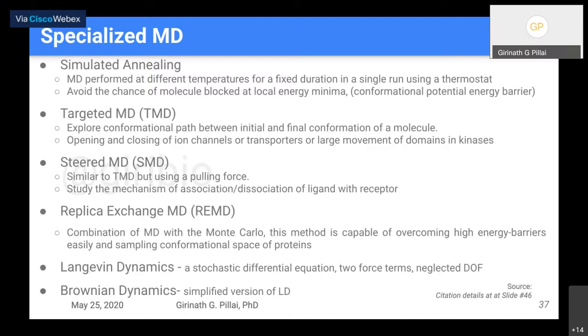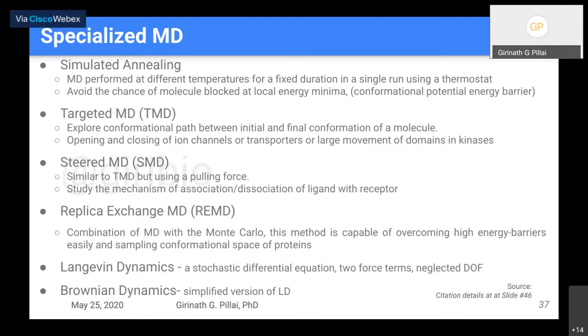Then TMD, SMD. These are, which I already showed you, where the sodium ion channel and the conformational changes. That is something similar to TMD. So explore the conformational path between the initial and final conformation of a molecule, opening and closing of ion channels or transporters, or large movement of domains and the like. These are TMDs or targeted MD. Then steered MD is also similar to TMD, but using a pulling force. So they study the mechanism of association or dissociation of ligands with a receptor.